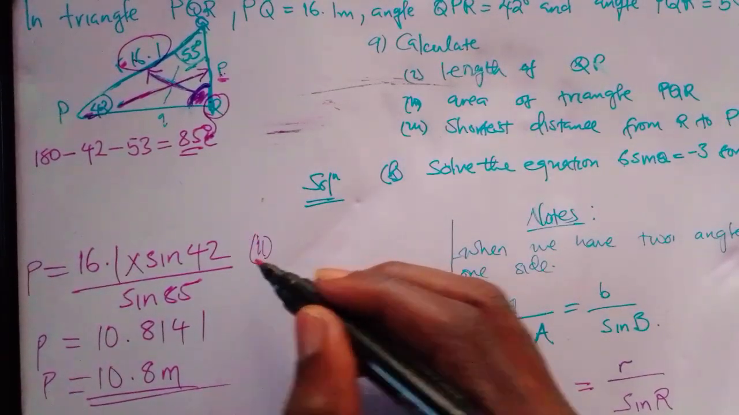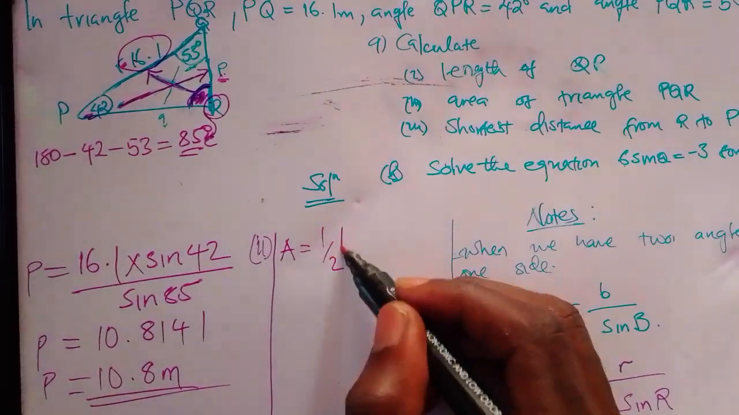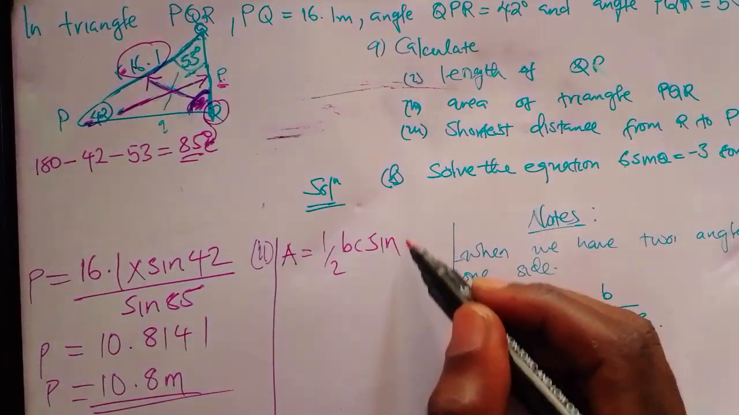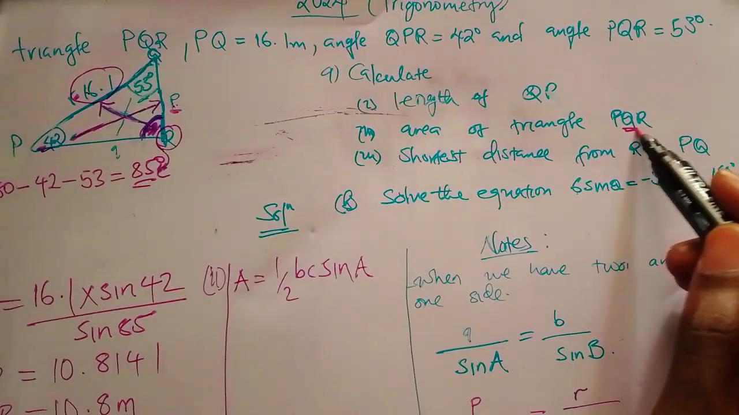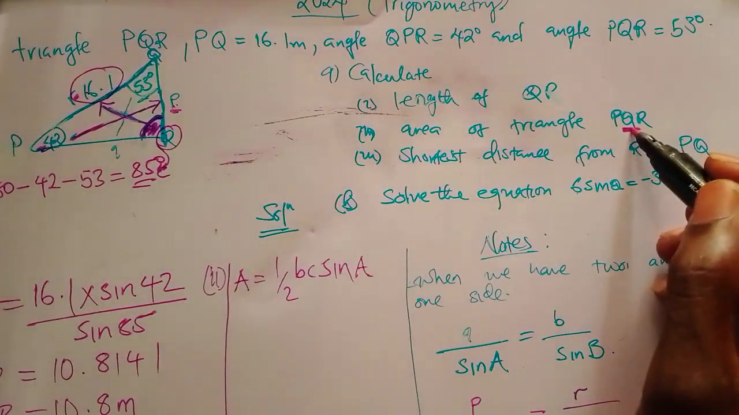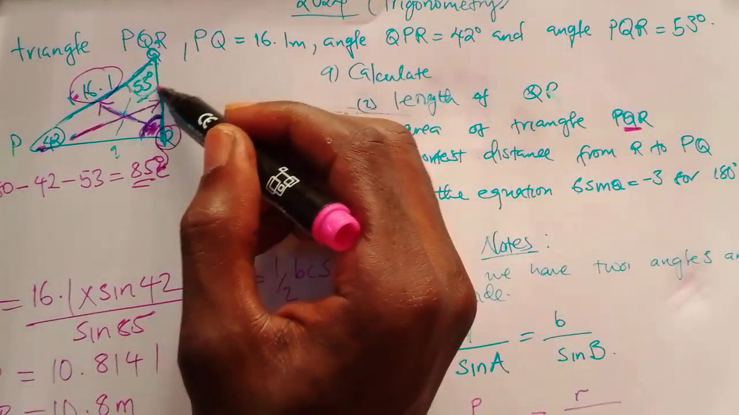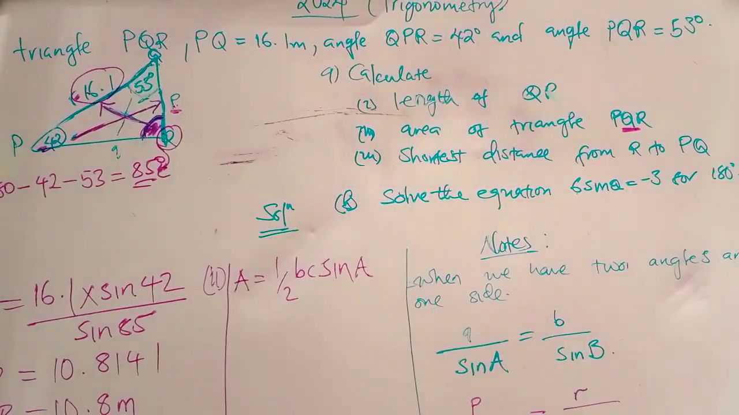So question 2, the formula for area is equal to half BC sine A. This was the formula for area. And I said you follow the middle letter. That is the angle you are supposed to use. So in our case, the angle is Q. So the angle you are using is 53. And the sides are these two which we have calculated.